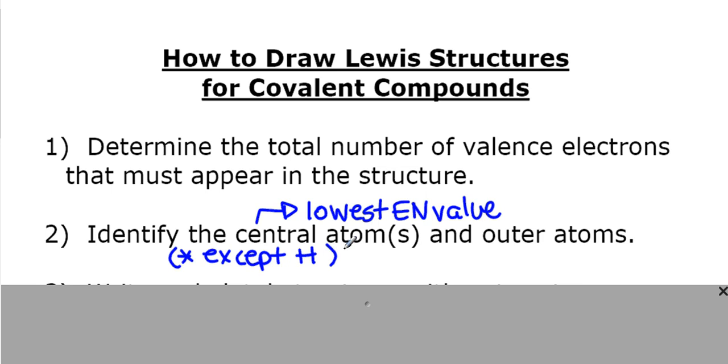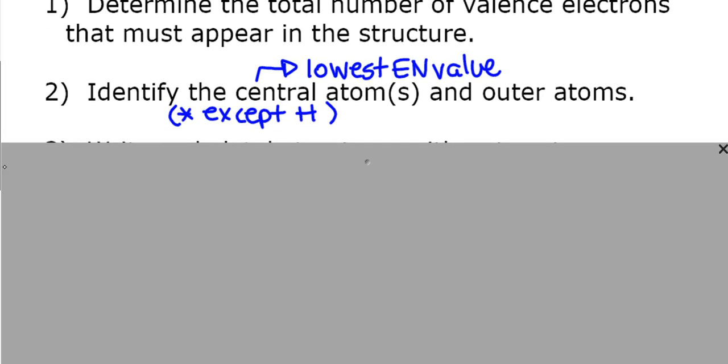One exception is with hydrogen. It can't be the central atom. Even though it might have the lowest electronegativity value, it can't. It only has one electron to bond with, and it can't bond with anything else.